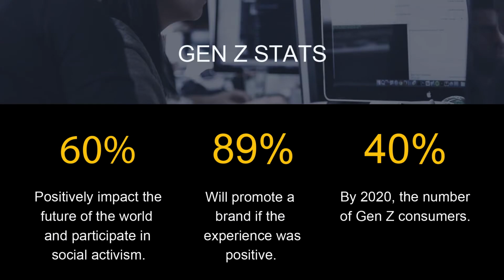60% want to positively impact the future of the world and participate in social activism. So as we talked about earlier, they're very future focused. They are participating in social justice causes. They're participating in different activism around the world, and that's 60% of Gen Z doing that. So they are the most socially active group right now.